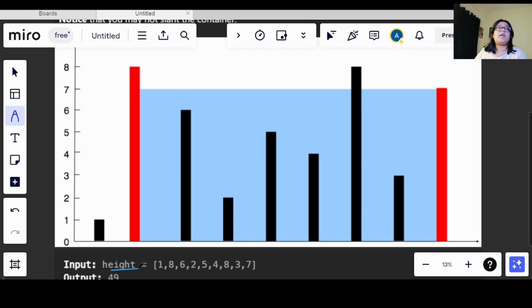This height array we have been given is 1, 8, 6, 2 and so on. On the 0th index we have a value, it will be here. In the same way we have 8 here, so the 8 will be represented on the first index. So in this way each index is acting like a point on the x-axis, and the height is denoted on the y-axis. Now we have to return the maximum area between the two pillars.